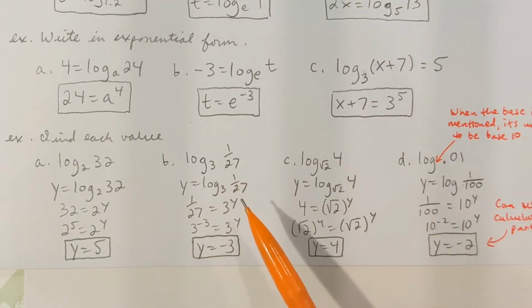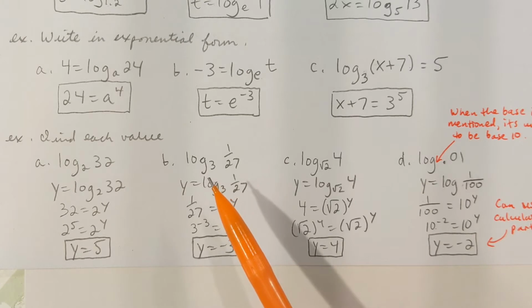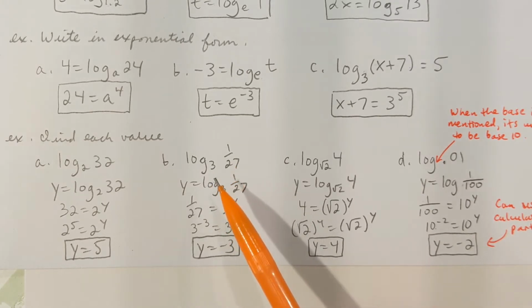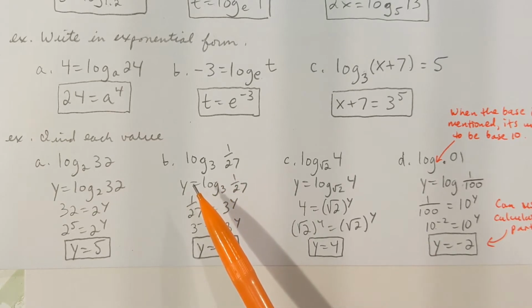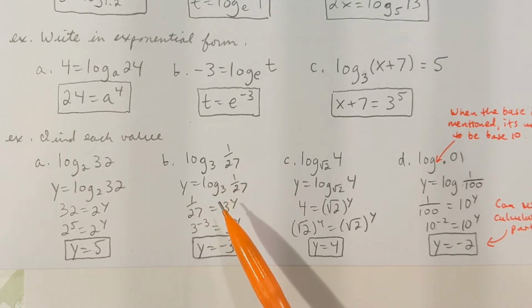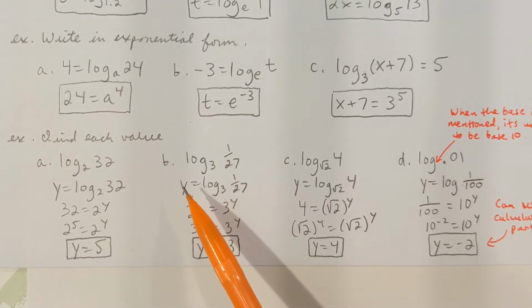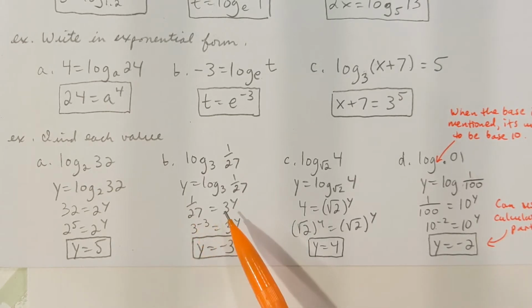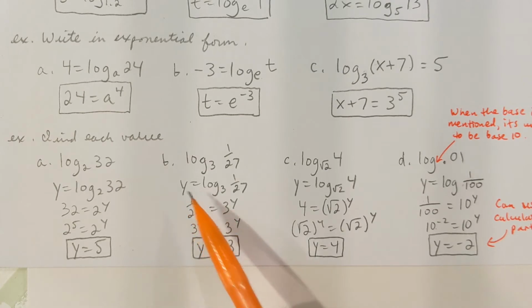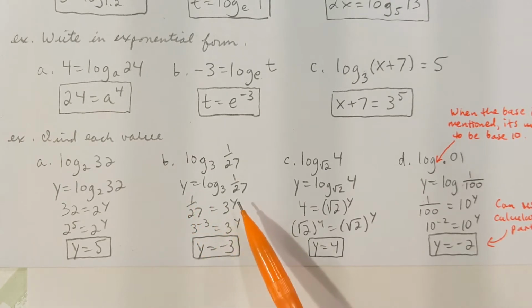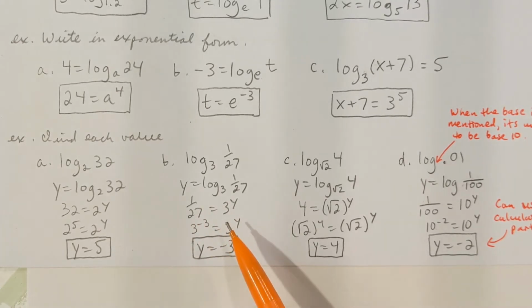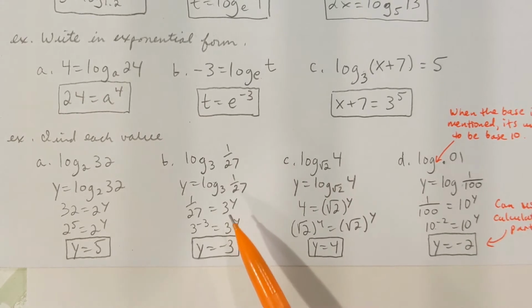Okay, part B is a similar deal. I want to find the value of log base 3 of 1 over 27. Well, I'm going to call that y, and I'm going to apply the definition. I'm going to rewrite this equation in logarithmic form into an exponential form. x is 1 over 27, 3 is the base, y is the power of 3, and I'm going to have 3 to the y equals 1 over 27.